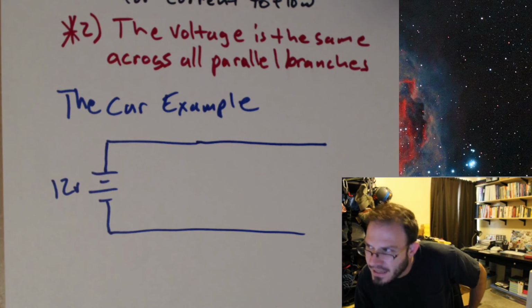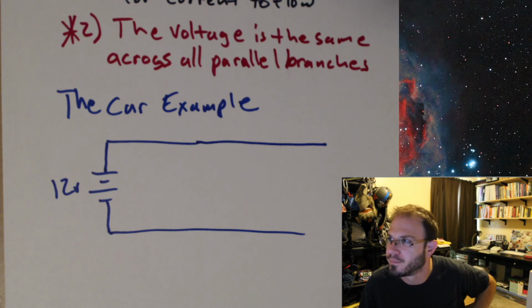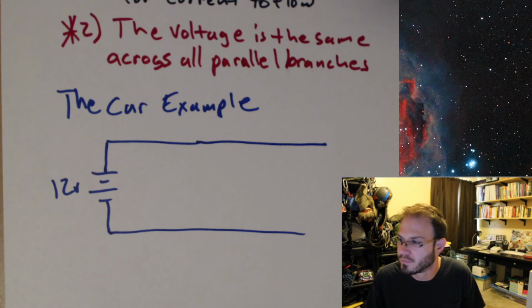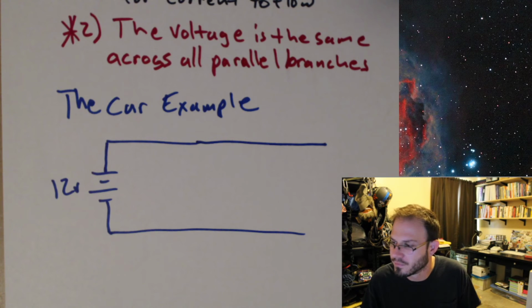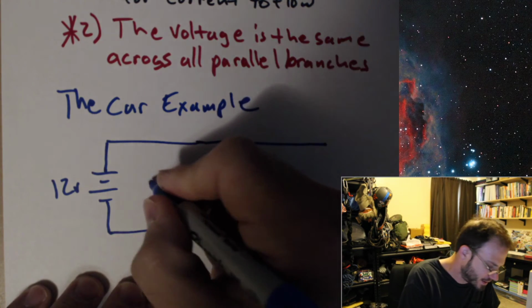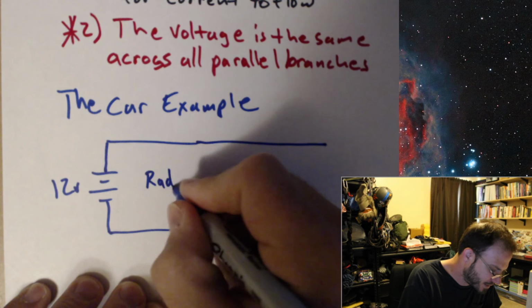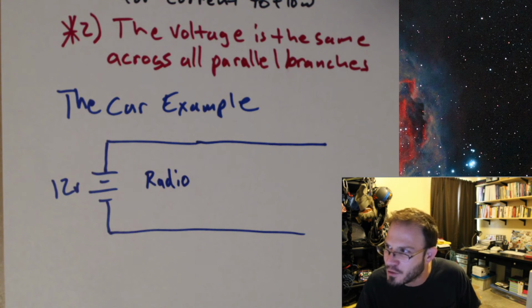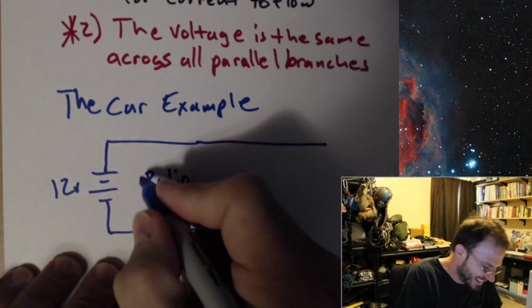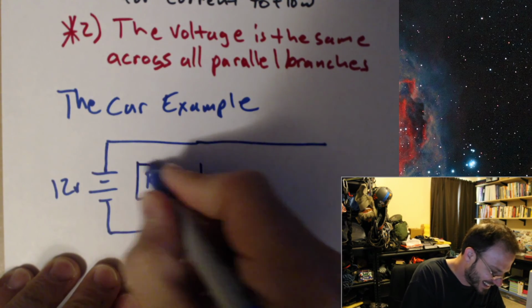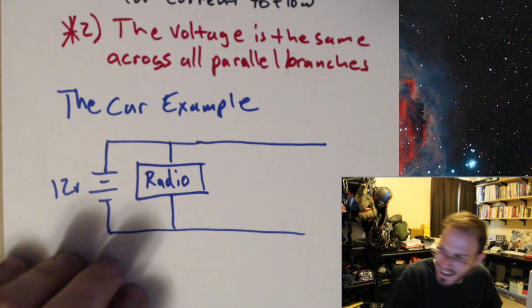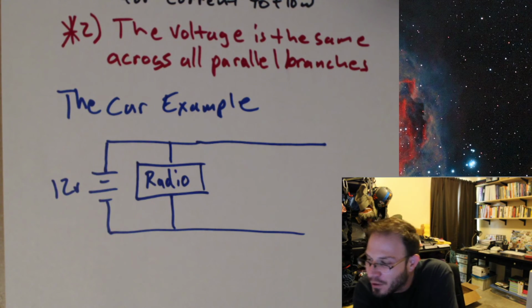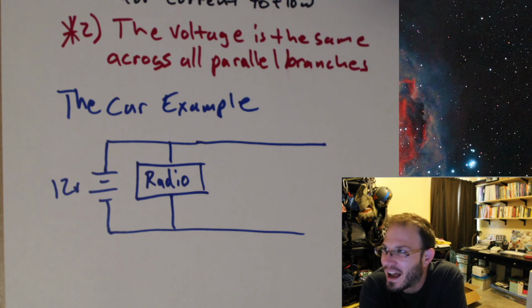Okay, now give me some things you have in your car. Radio. Yeah, screw the ignition system. I just want to listen to my music. Okay, I got a radio. How many volts do you think that radio runs off of?